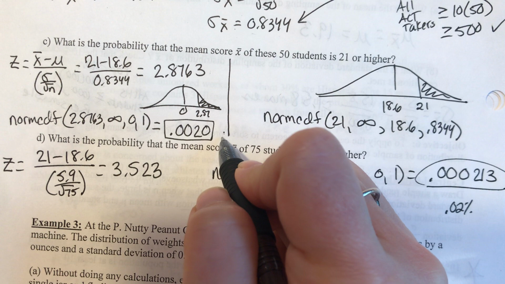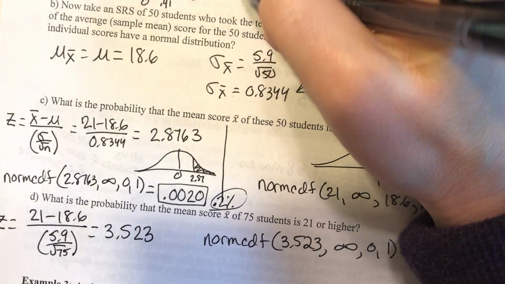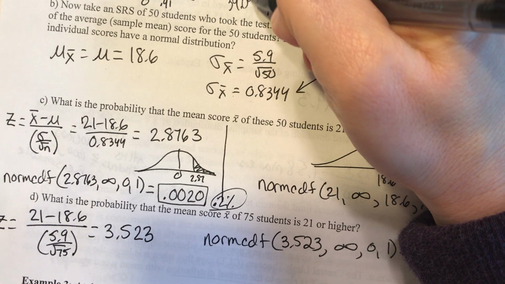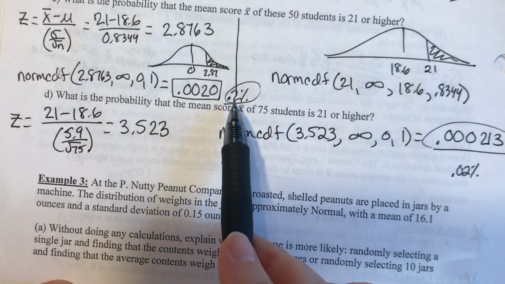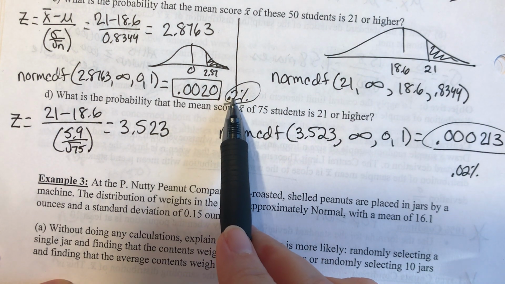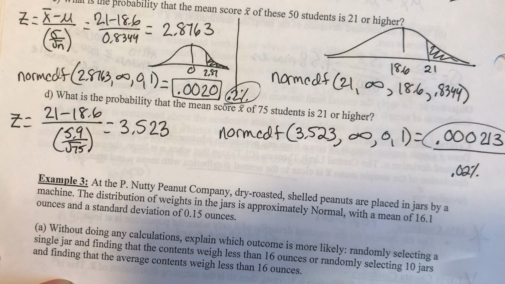This was a 0.2% chance. This was a 34% chance. 34% chance for one kid. 0.2% chance for 50 kids to have an average that high. A 0.02% chance for 75 kids to have an average that's that high.